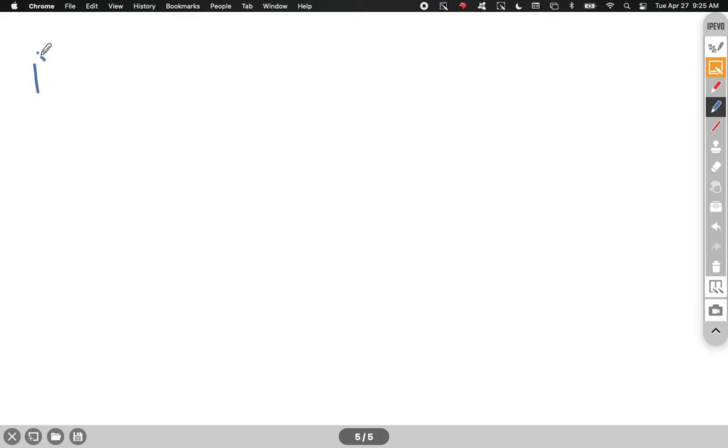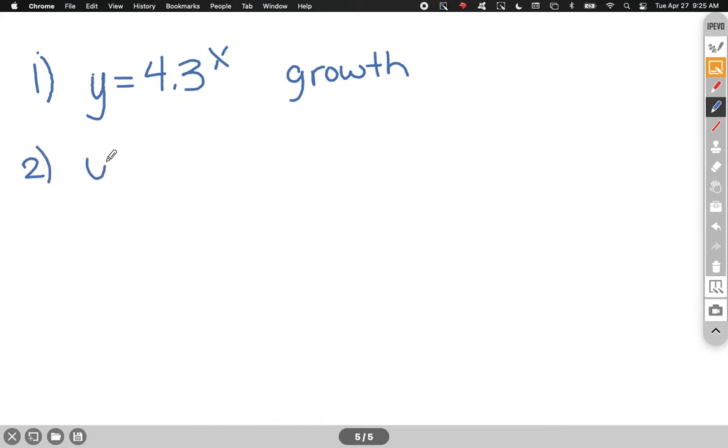For the first one, I give you an equation that looks like this. Is that exponential growth or decay? That is definitely growth. 4.3 is much larger than 1. All right, what about this one? If we found a decimal of 7/8, would that be more than 1 or less than 1? 7/8 is definitely not a whole, so that is decay.